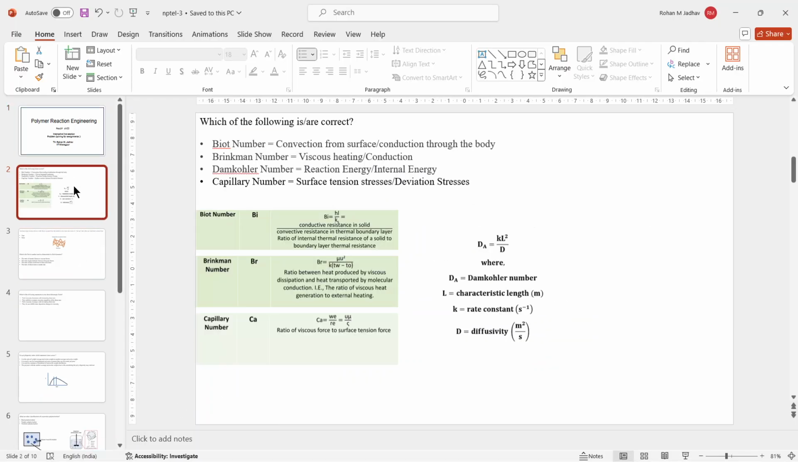I'll explain. So the first question is, which one of these is correct? These are the dimensionless numbers. So which dimensionless number's definition is correct? I have put all the definitions for the respective dimensionless numbers asked in the question. First one we have is the Biot number, where the option says convection from the surface to the conduction through the body.